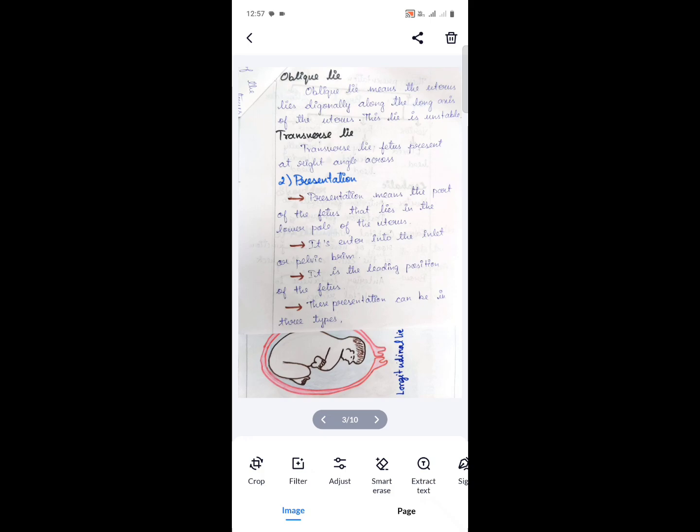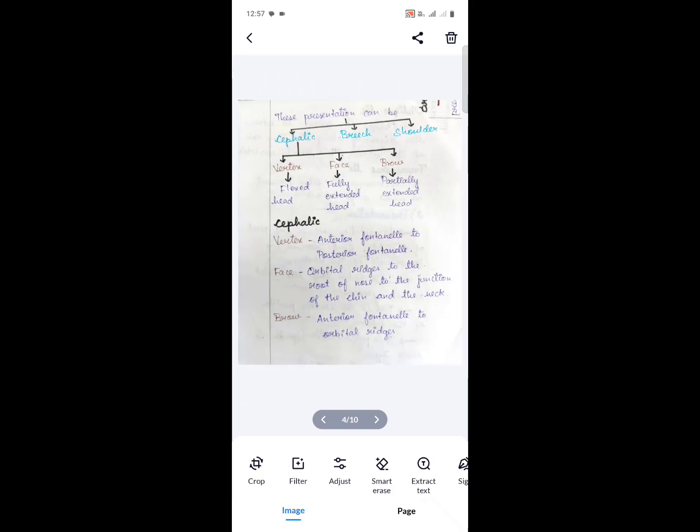Presentation can be of three types: cephalic, breech, and shoulder presentation. The cephalic presentation again has three types: vertex, face, and brow. In the vertex presentation the head is flexed. Next, in the face presentation the head is fully extended, and we'll see that later. And the brow is a partially extended head.